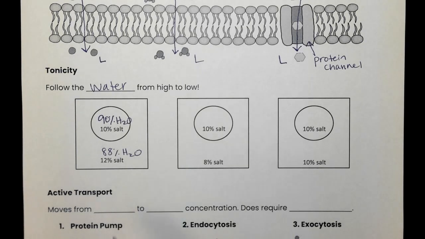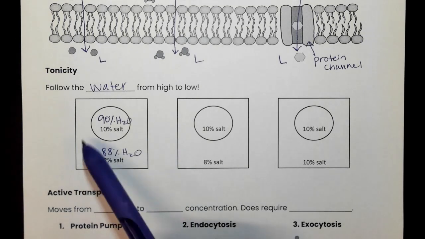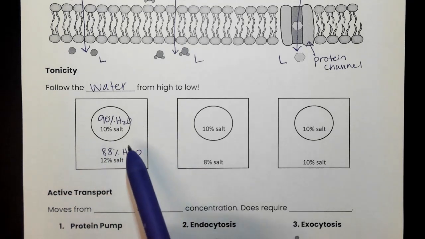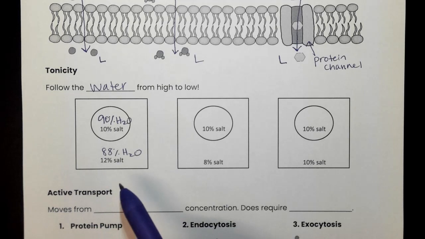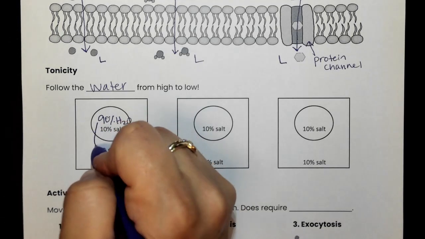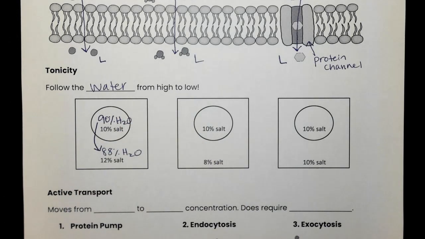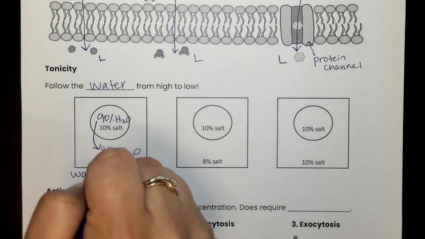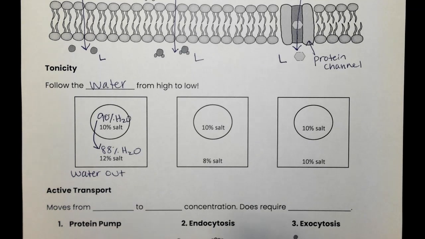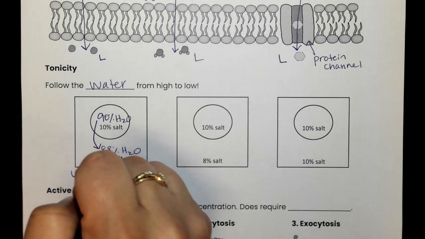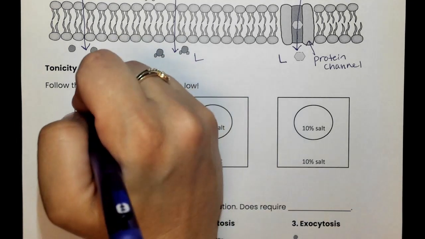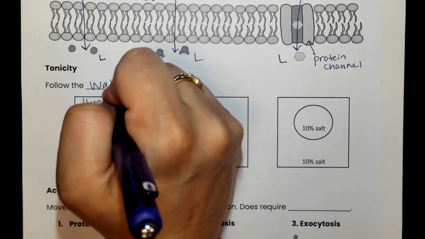So when I have this, I'm trying to figure out the solution of the outside of the cell here. So I just draw my arrow from the higher number of water to the lower number of water. So high to low. So water is going to move out of the cell. And I kind of think of it as like a water balloon. If I let water out of a cell, it's going to get smaller. And whenever it gets smaller, we call that a hypertonic solution.